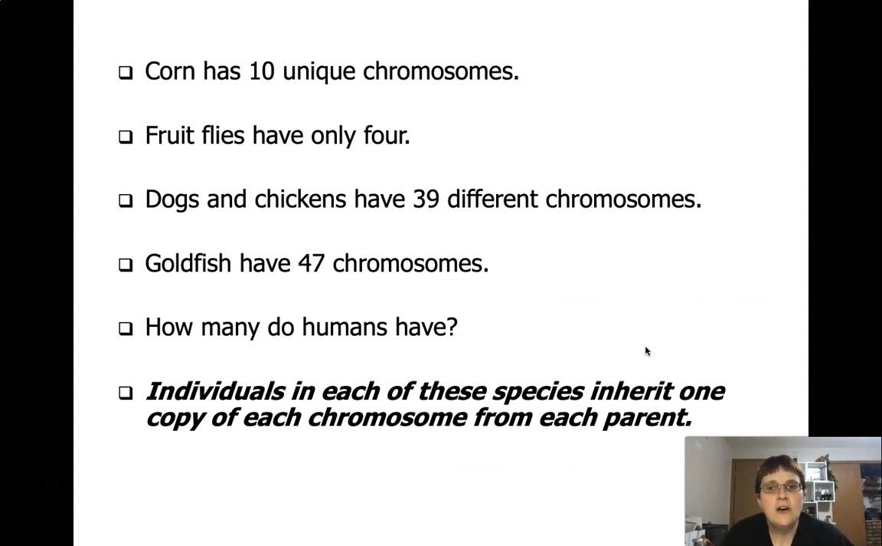And the thing is, all of the individuals on this screen actually do the same thing that we do. They inherit one copy of each chromosome from each parent. So that means, for example, dogs and chickens actually have a total of 78 chromosomes, while humans have a total of 46. Okay? So the number of chromosomes can vary widely between organisms.